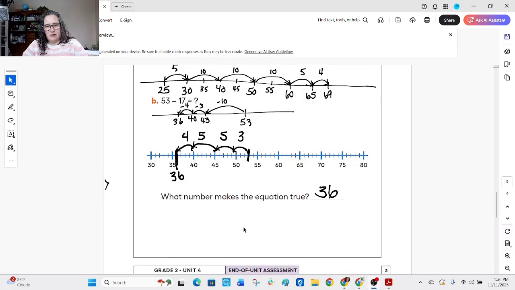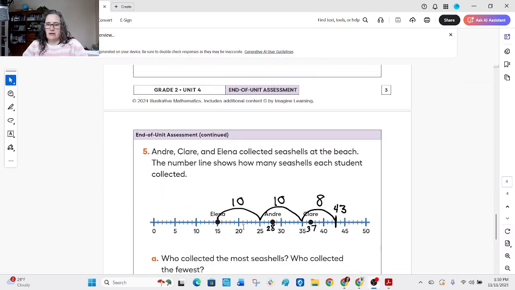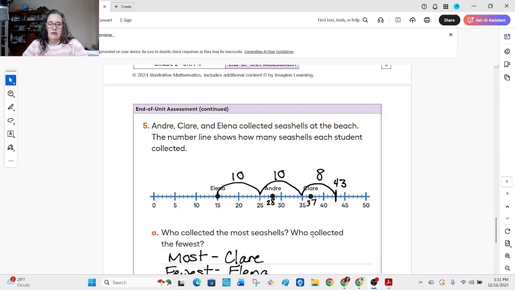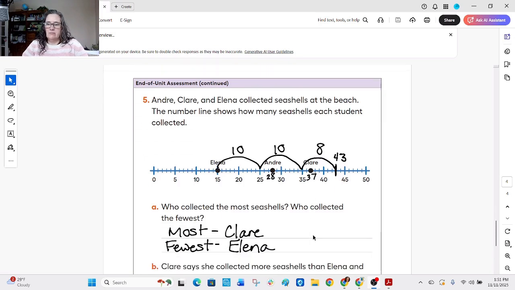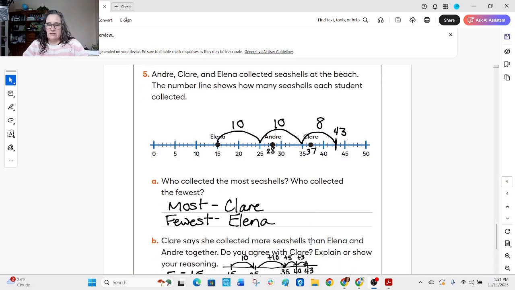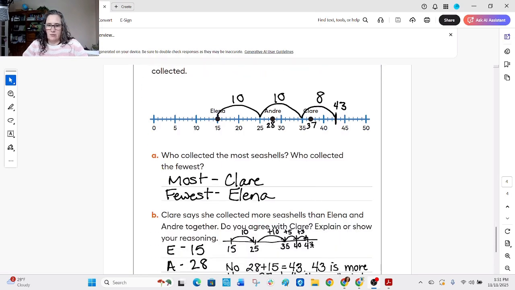For this one, Andre, Claire, and Elena collected seashells at the beach. The number line shows how many each student collected. So I went in and labeled the points for Andre and Claire just to give clarity from the start. It might be a good practice for you to have with your students. Then who collected the most? So Claire collected the most and Elena collected the fewest. We can see that based on where they are on the number line.